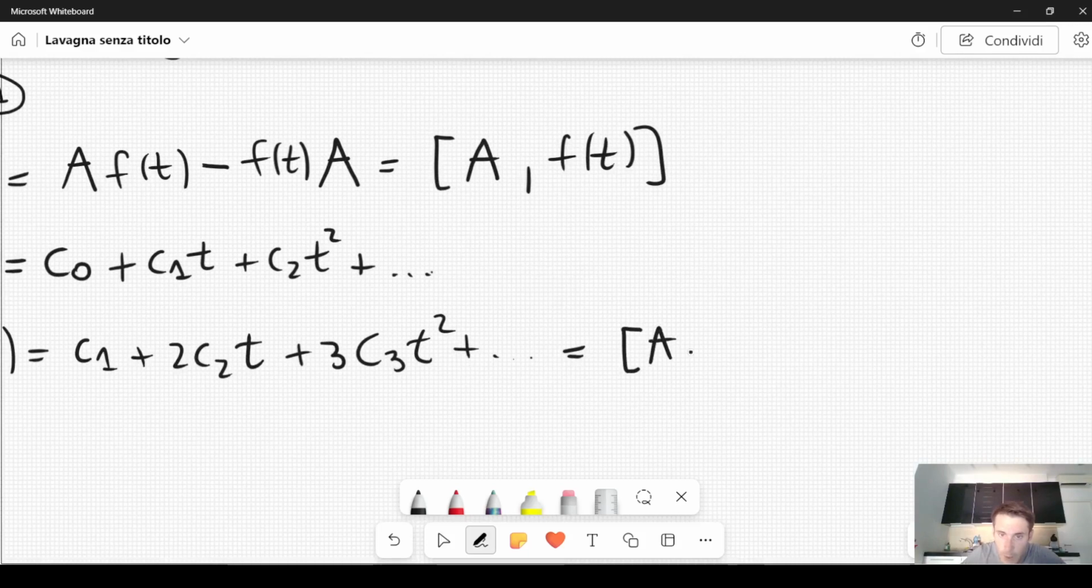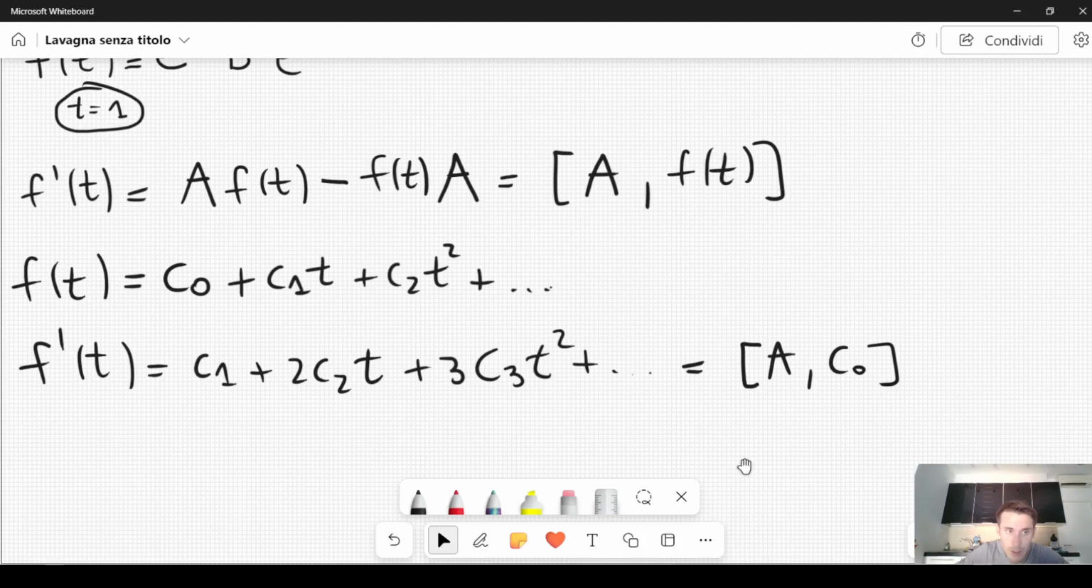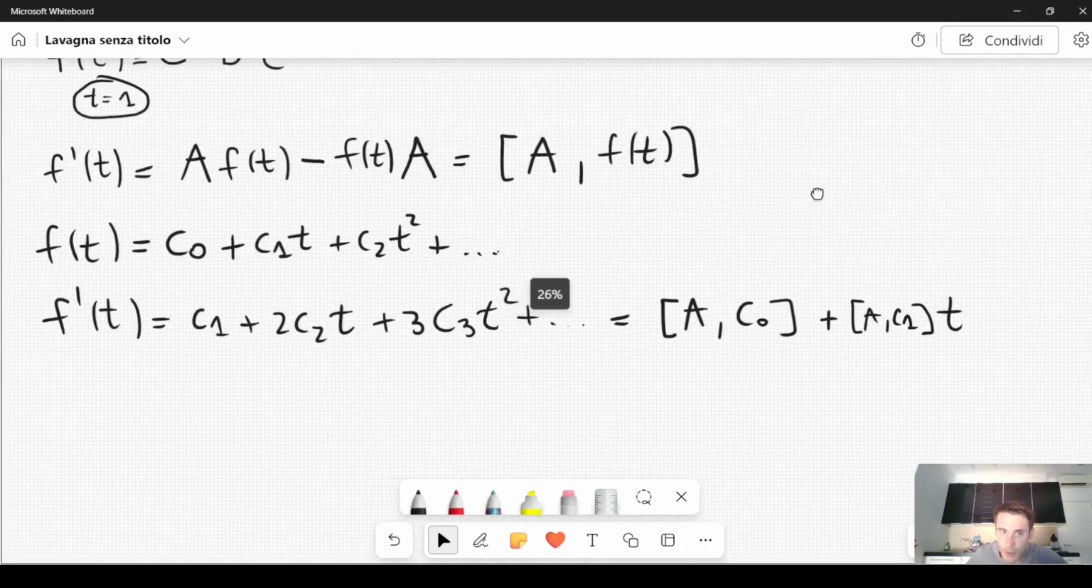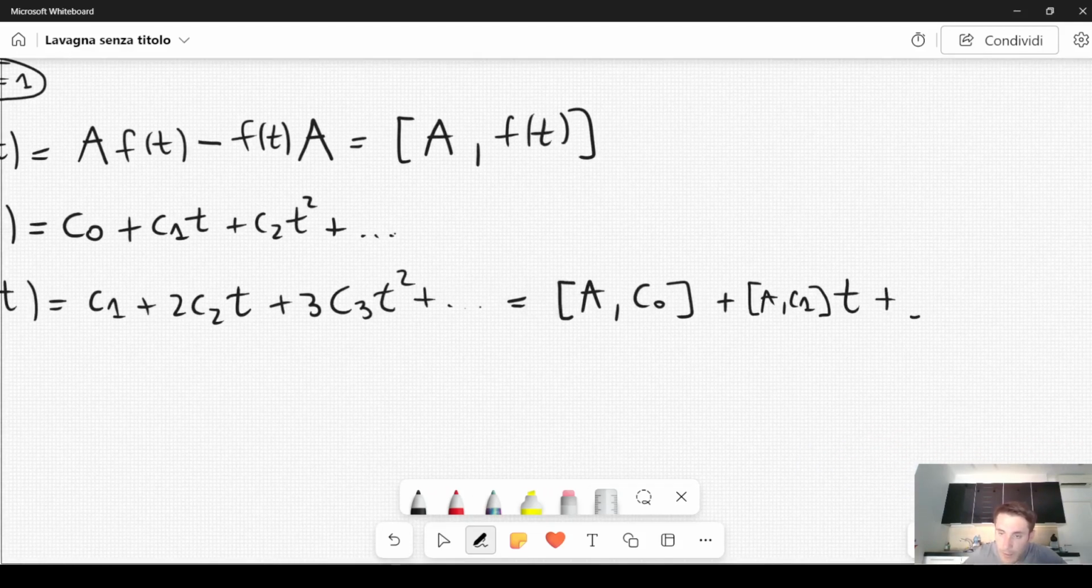First, we have the commutator between A and c0, which is a constant with respect to t, but it is still an operator because we started from an operator. F of t is an operator. It's a function, but it is an operator function if you want. Then we have plus the commutator between A and c1 t, and then you get the idea. You also have plus the commutator of A and c2 t squared plus dot dot dot.